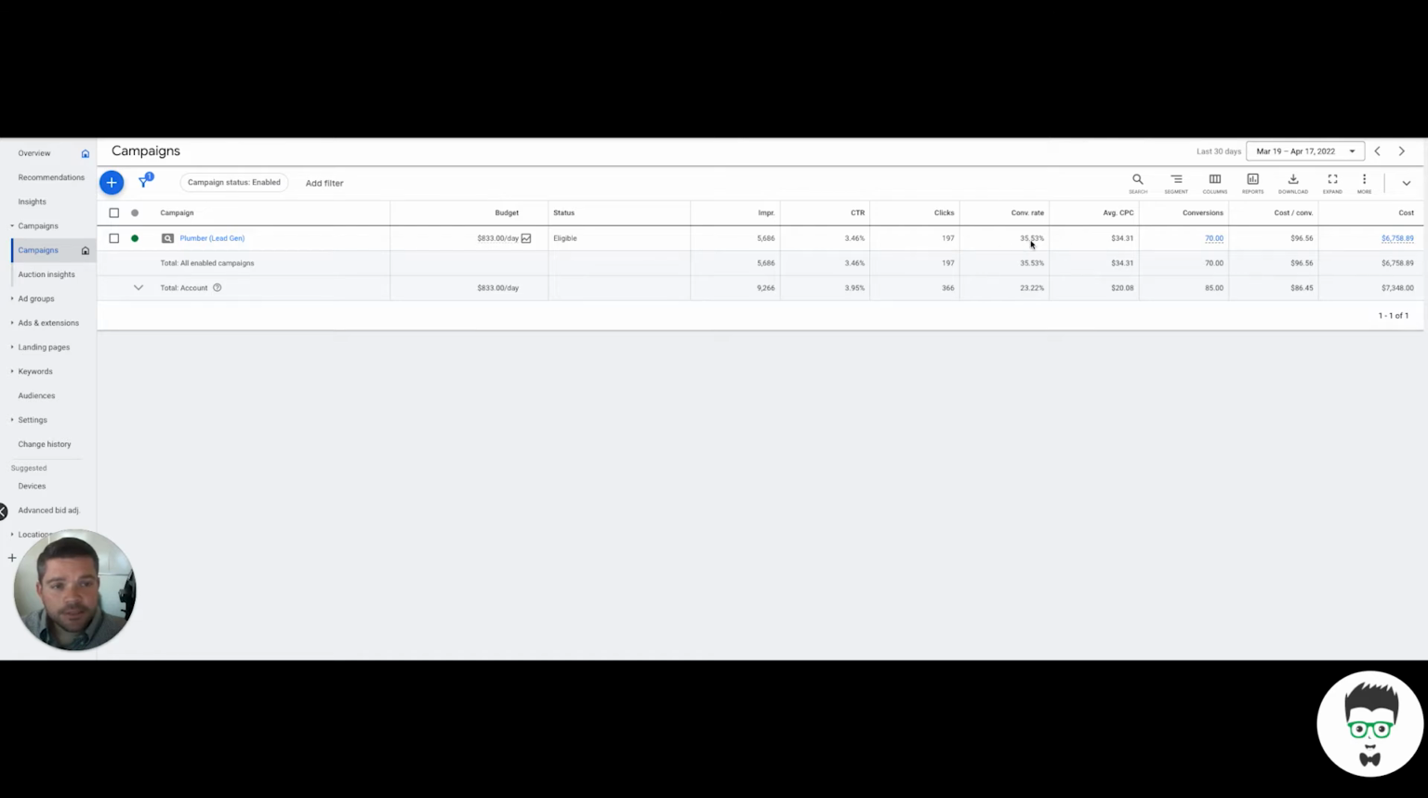197 clicks. Conversion rate is 35.53%, so doing very well on that. Average cost per click is $34.31, and we've gotten 70 conversions, 70 leads for this month so far. The acquisition cost per lead is $96.56.